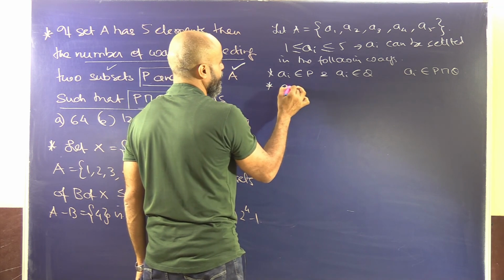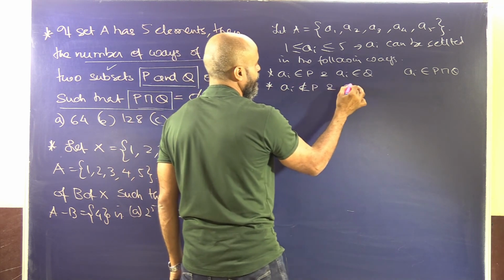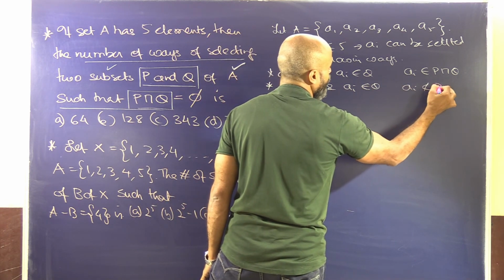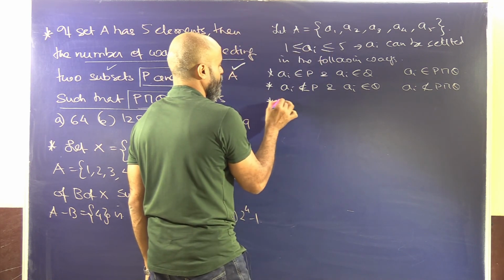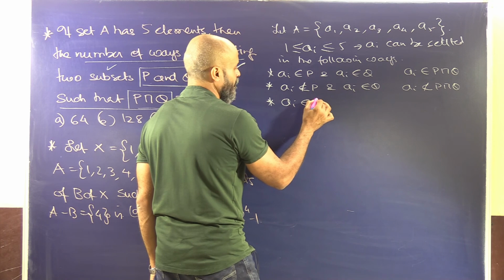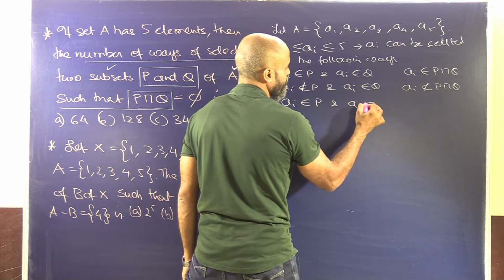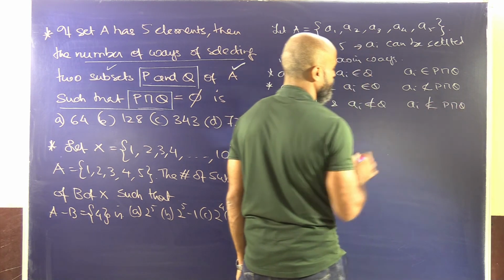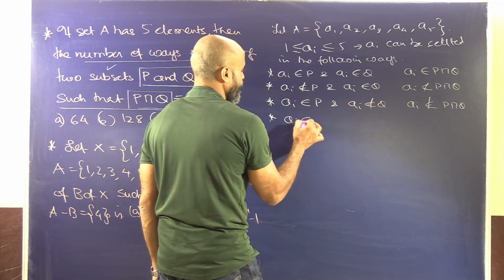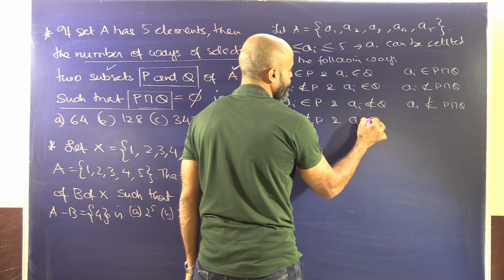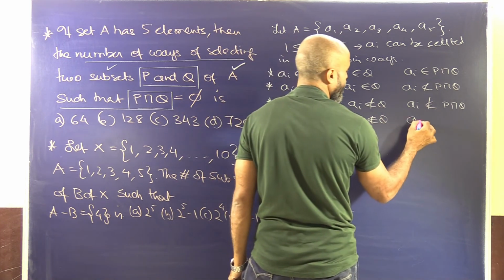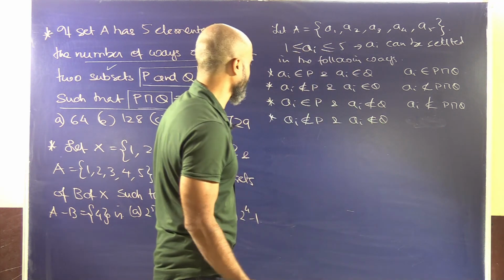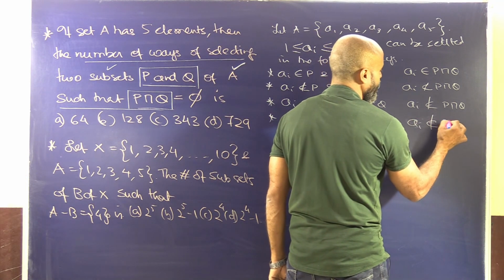The second option is AI is not a part of P and AI is a part of Q. So basically AI will not be a part of P intersection Q. The third option is AI is a part of P and AI is not a part of Q, which means again AI will not be a part of P intersection Q. The fourth option is AI is not a part of P and AI is not a part of Q as well. So AI will not be a part of either P nor Q. So basically AI will here not be a part of P union Q.